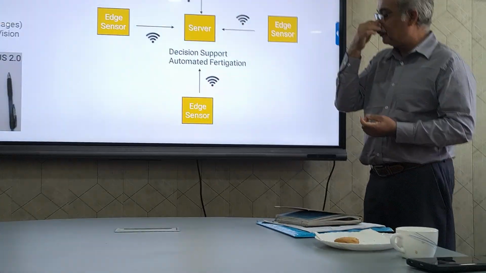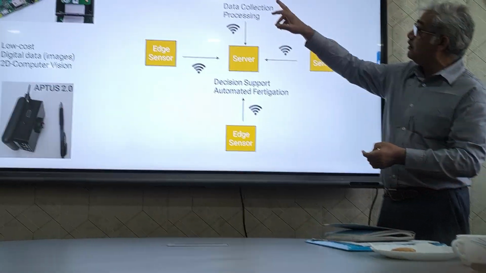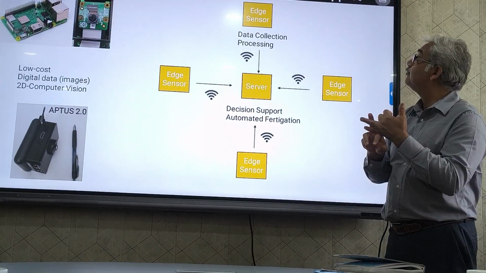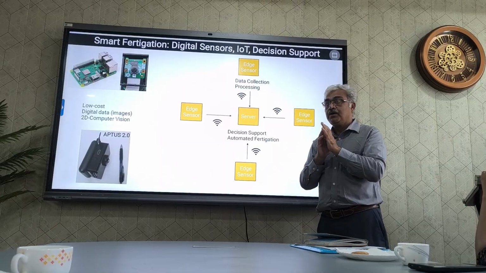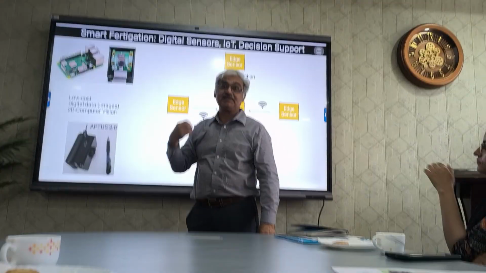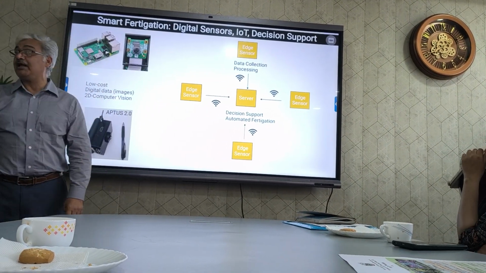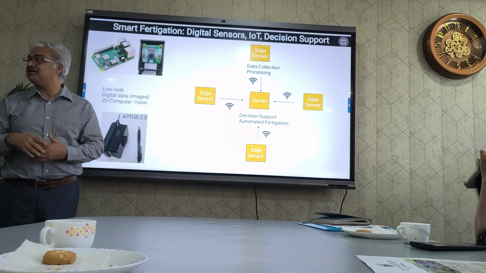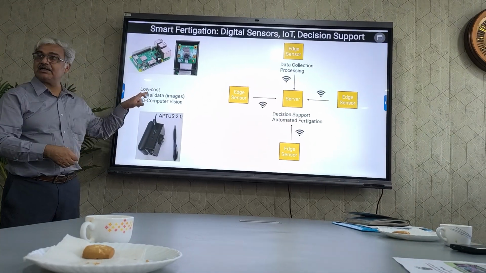So I kind of want to show it in a simpler way. This smart fertigation uses digital sensors. It works on IoT and also provides some decision support. 3 components. Okay? So what we use is, we also want to make sure that it's low cost. Remember I said that the technology should be adaptable. If it is not, then there's no value. It only gives you a paper. It makes your lab look nicer, but no farmer is going to use it. So we really want to go for the low cost technologies.